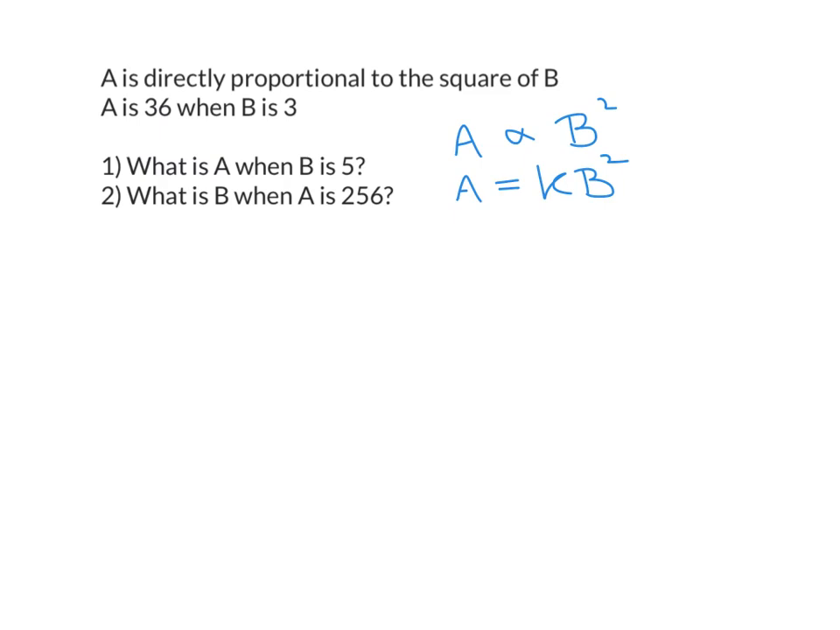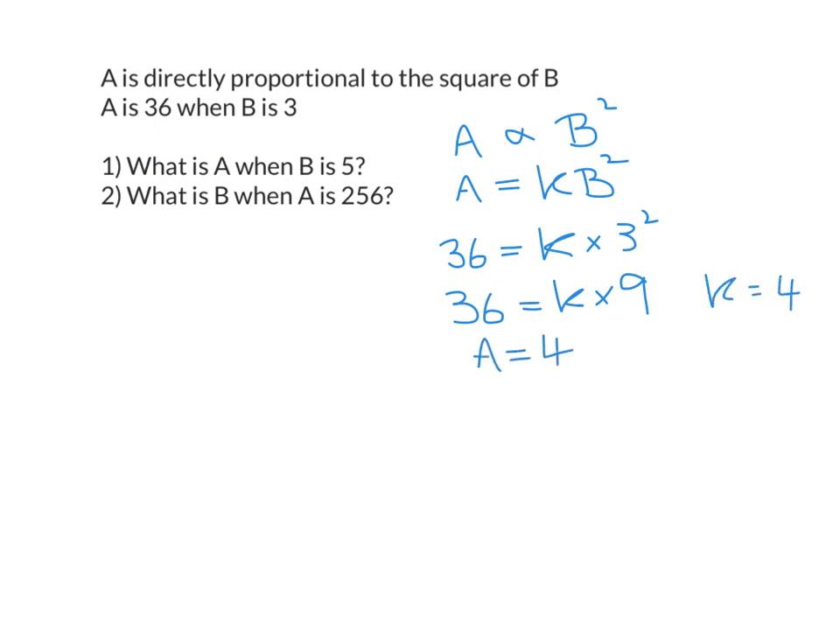So A is 36 when B is 3. So 36 equals K times 3 squared. Let's write that out again. 36 equals K times 9. Well, 4 times 9 is 36, so K must be 4. Which means that A equals 4B squared.